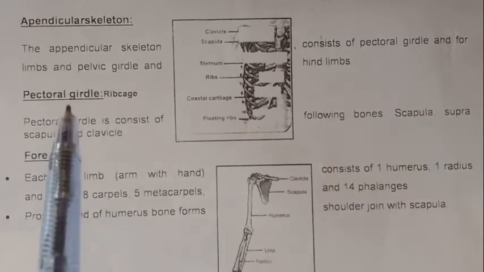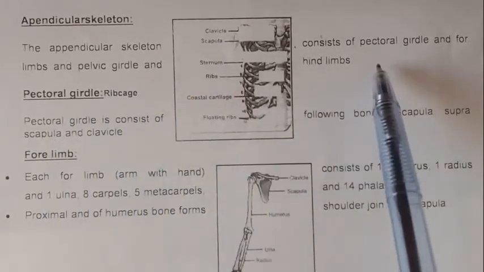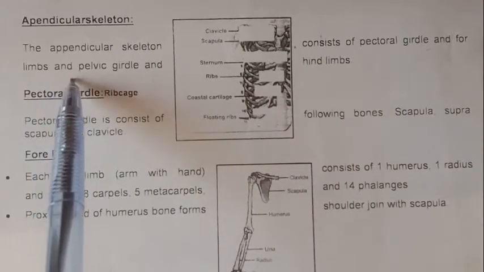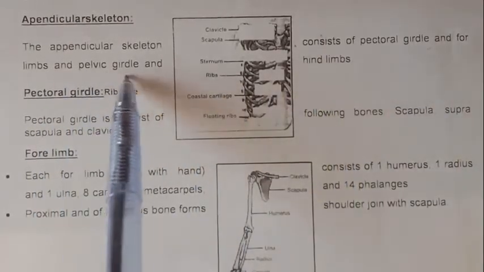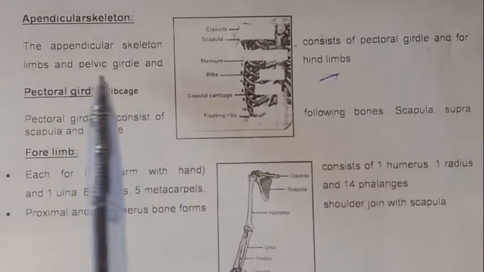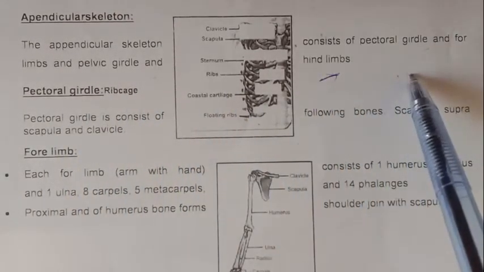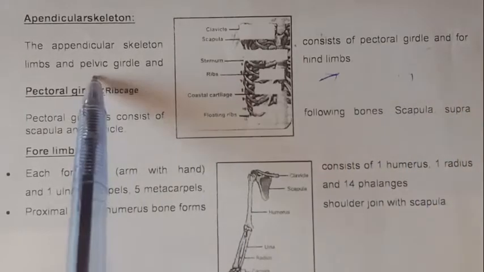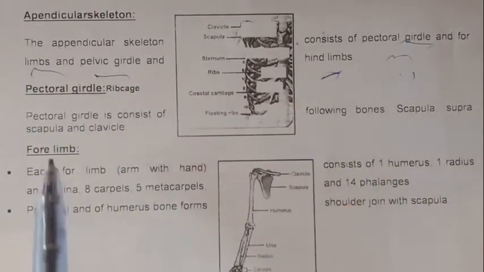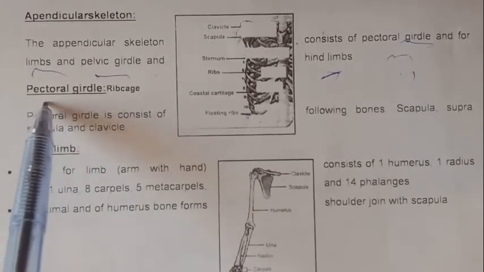Appendicular skeleton. The appendicular skeleton consists of pectoral girdle and forelimbs and pelvic girdle and hind limbs. So the appendicular skeleton consists of pectoral girdles, limbs and pelvic girdles. These 3 parts constitute appendicular skeleton. First we will discuss the pectoral girdle.